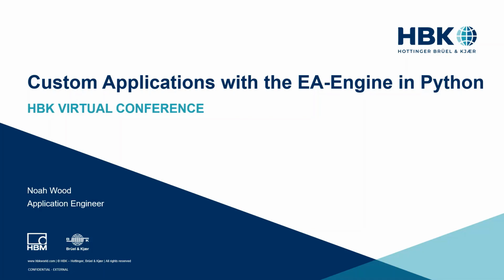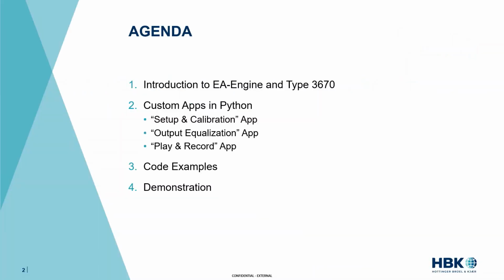I'm very excited to have the opportunity to present a little bit about the Electroacoustic Engine API and some custom applications I created in Python. To give you a brief overview of the presentation, I'll first introduce the EA Engine and the Type 3670 DAC that it accompanies. Then I'll discuss the individual apps that I created. I'll give some code examples to give you an idea of what the apps look like behind the scenes. And finally, I have some video demonstrations so you can see how it works in the real world.